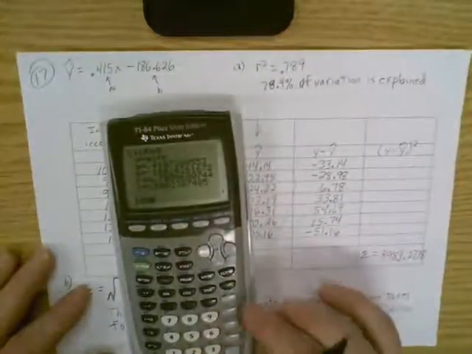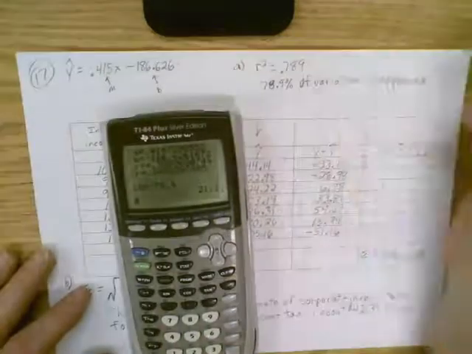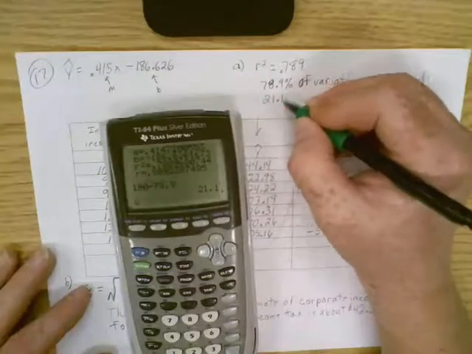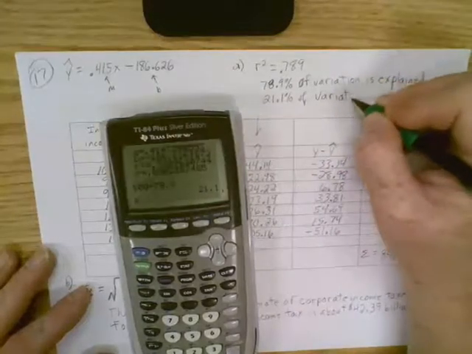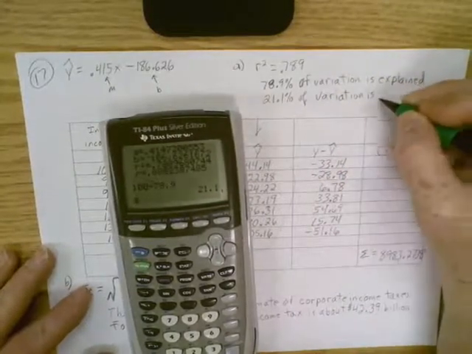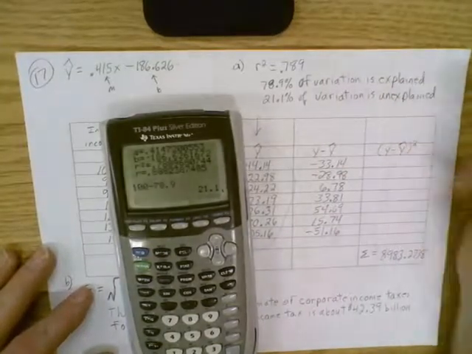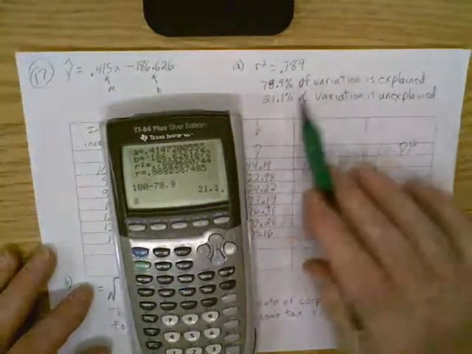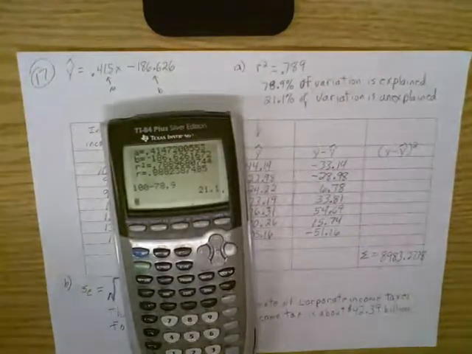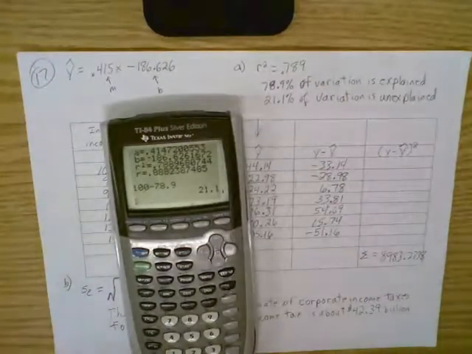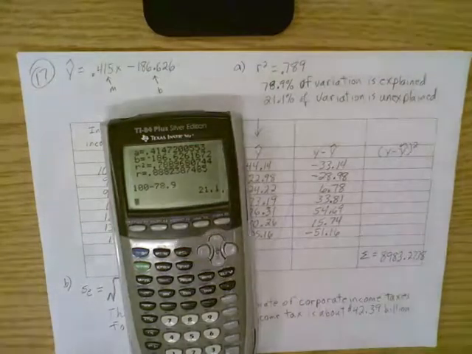100 minus, make sure I'm not doing this wrong, 78.9, 21.1. So about 21.1% of the variation is unexplained. If you remember the other sections, then that means that this isn't near as good as that first one, because 21% of the data, or the variation, we can't explain it, whereas the first one was a lot less. It was only like 6%. So that's number 17.